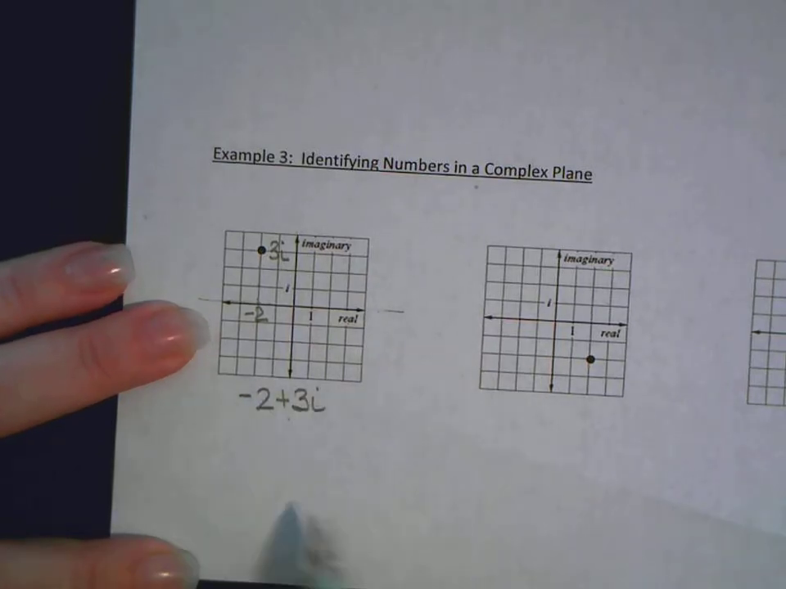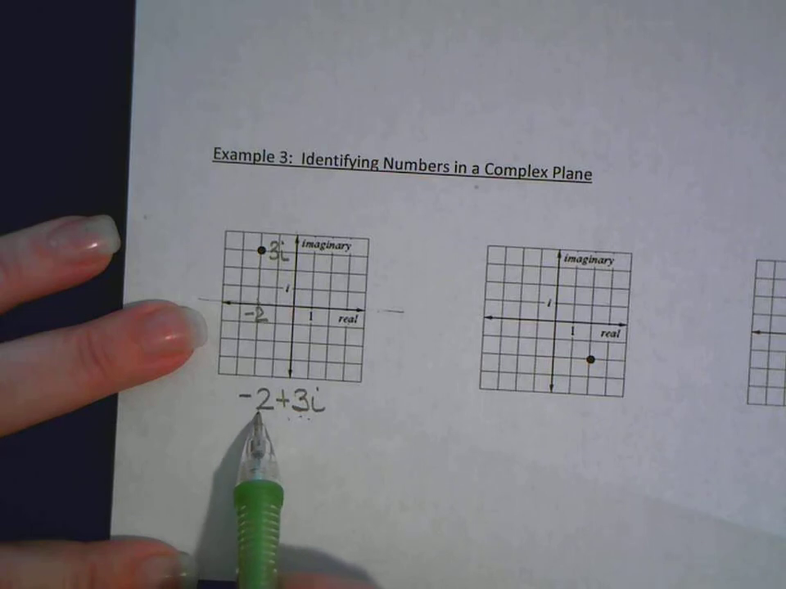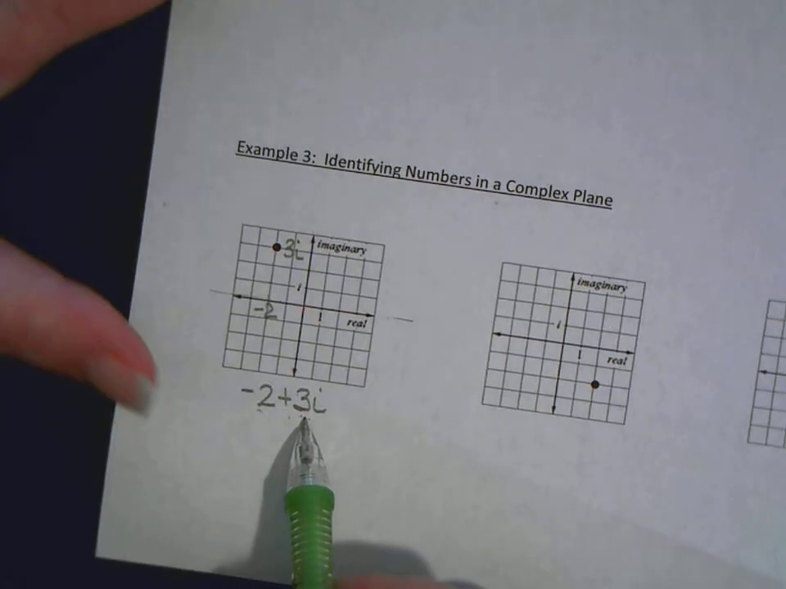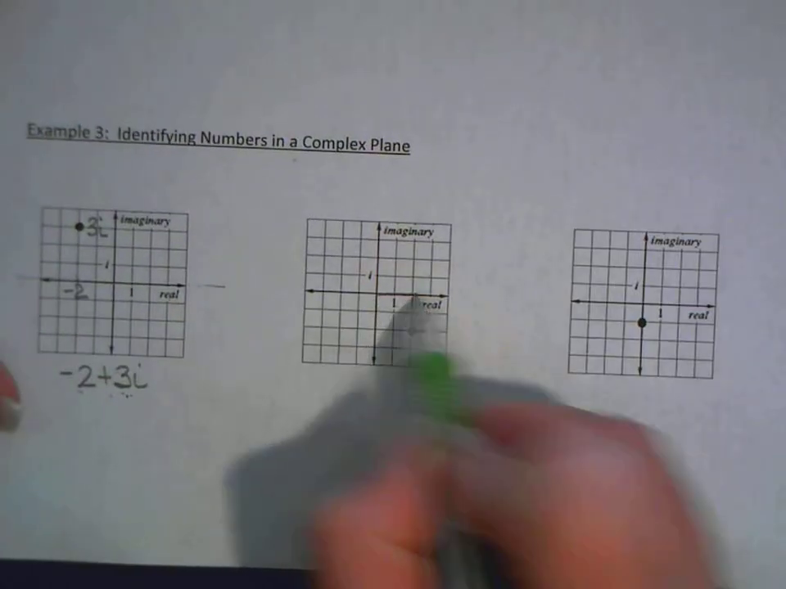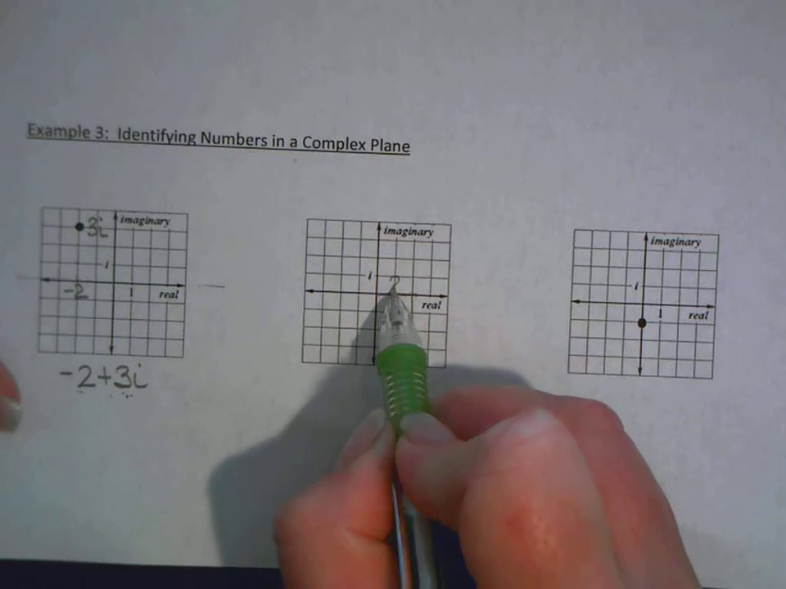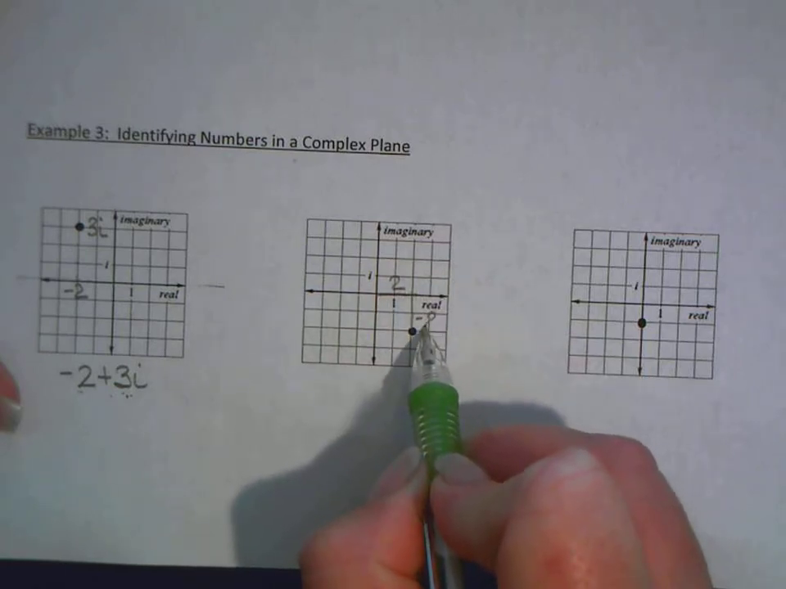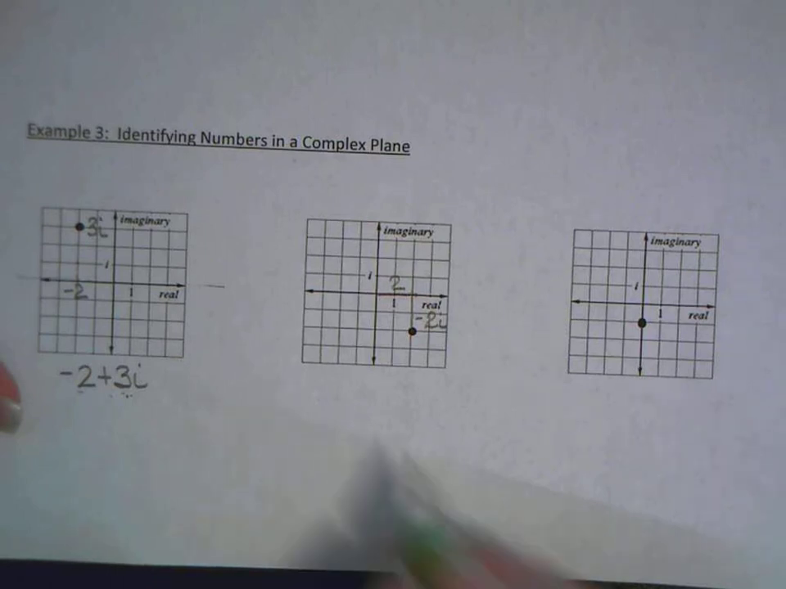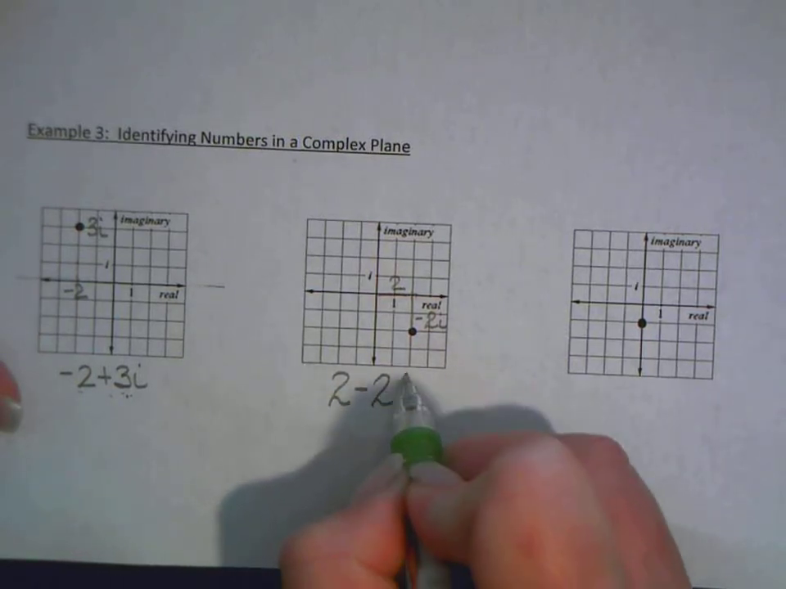So what it's saying is you would go left, then up. Left 2 on the real axis, and up 3 on the imaginary. So on the second one here, you're going to go right and down. So you're going to go right 2, which is positive 2, and down 2, but you're on the imaginary, so it would be negative 2i. So that would be 2 minus 2i.